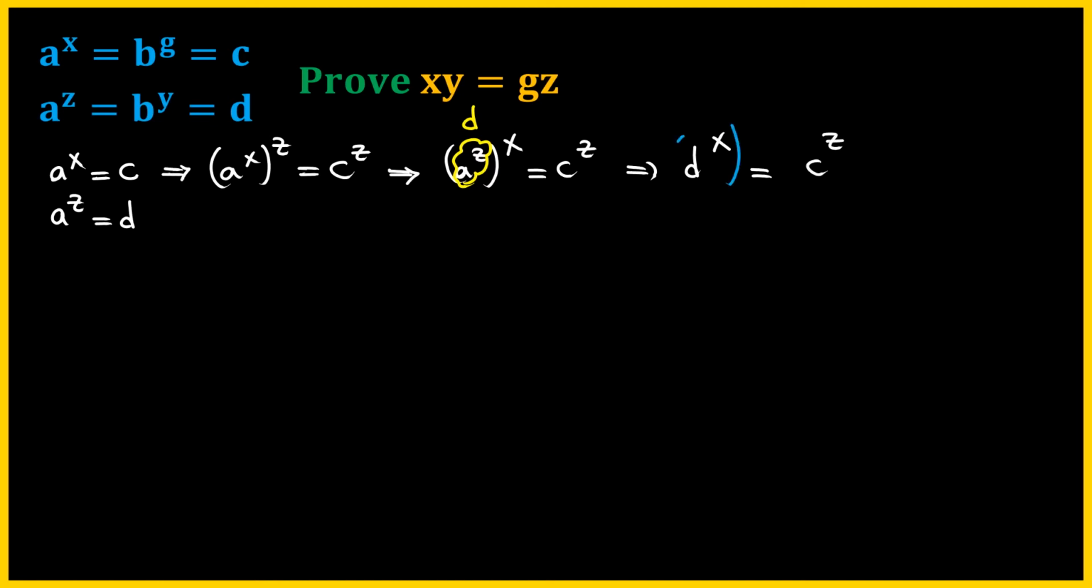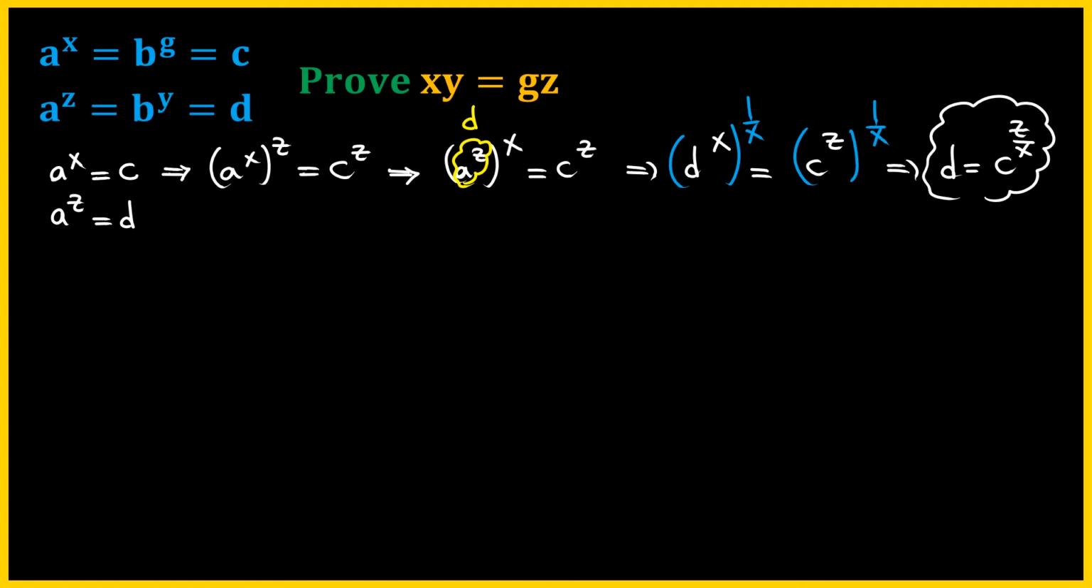Now if I raise both sides to 1 over x, I should get d equals c to the power of z over x. And this is a very important result that we can get out of these two equations.